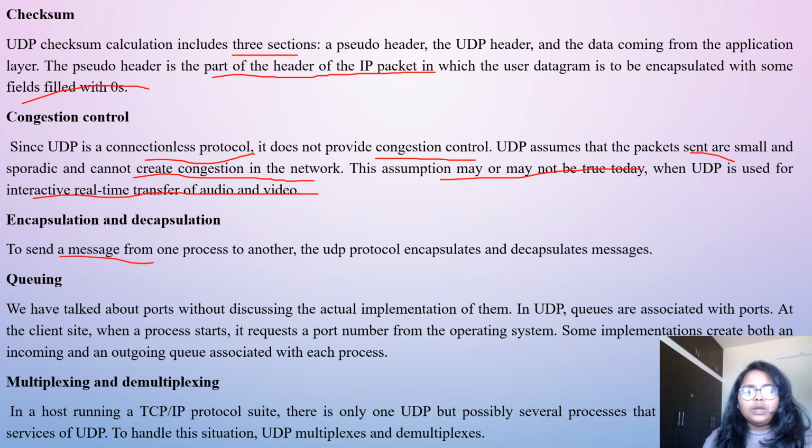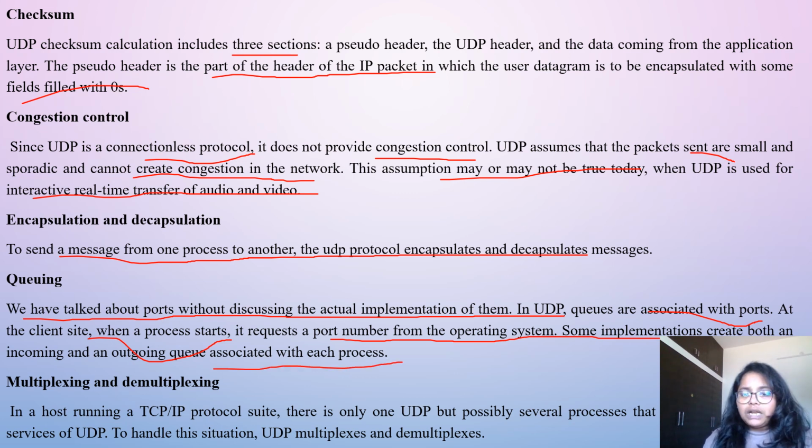Encapsulating and decapsulating. To send a message from one process to another, the UDP protocol encapsulates and decapsulates the message. Queuing. We have talked about ports without discussing the actual implementation of them. In UDP, queues are associated with ports. At the client side, when a process starts, it requests a port number from the operating system, and some implementations create both an incoming and an outgoing queue associated with the process.